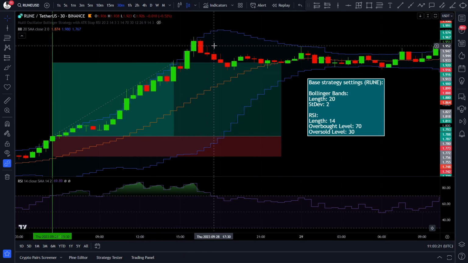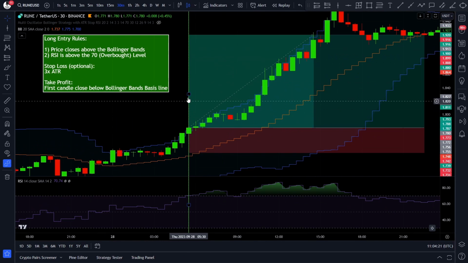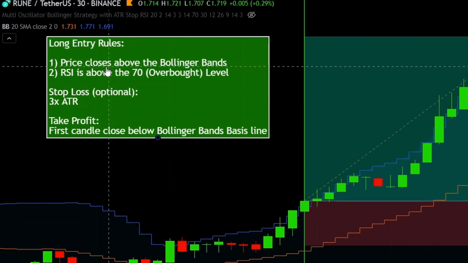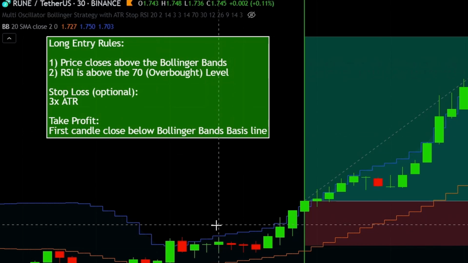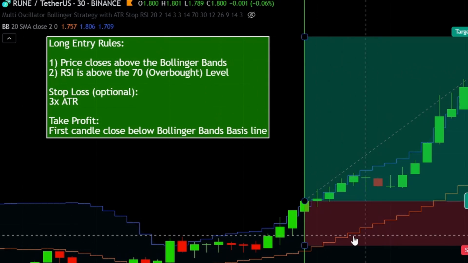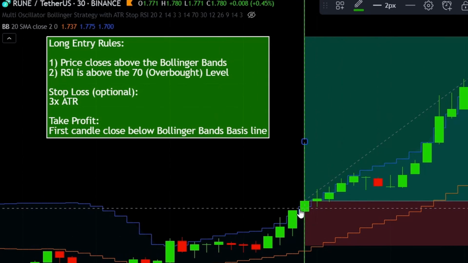Okay, now let's see the rules for longs and for shorts. Here you can see a valid long entry. For a valid long entry, first the price needs to close above the Bollinger Bands. These are our Bollinger Bands line, and here the candle closed above the upper Bollinger Band.